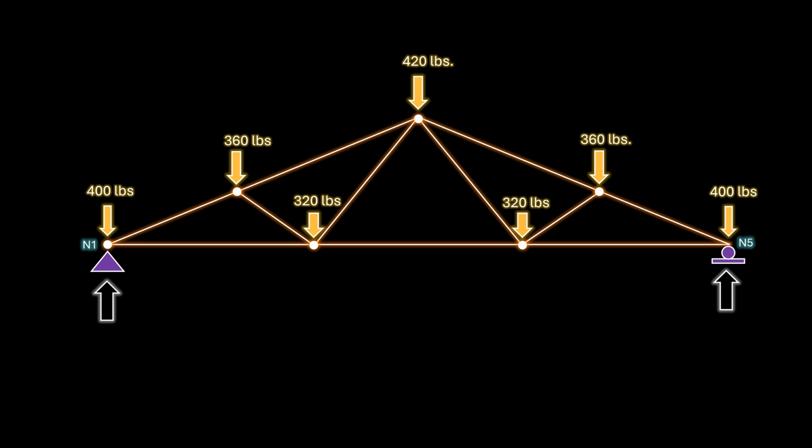Since the truss is symmetric about the center line, the reaction at node 5 will be equal to the reaction at node 1. Therefore, the reactions may be determined by adding all the forces and dividing by 2. All the forces will add up to 2,580 pounds. And the vertical reaction at each support is 2,580 divided by 2, which is 1,290 pounds. Therefore, each support must have adequate capacity to support 1,290 pounds.